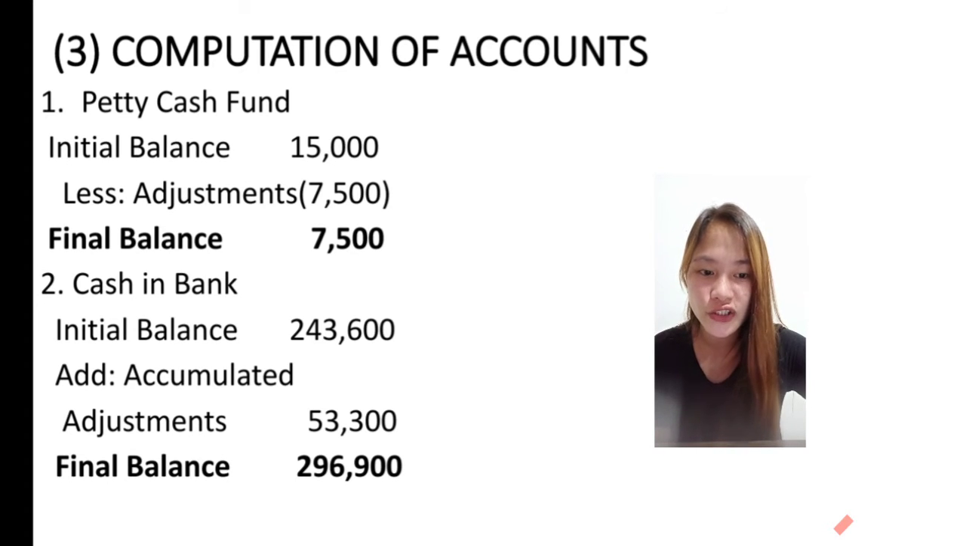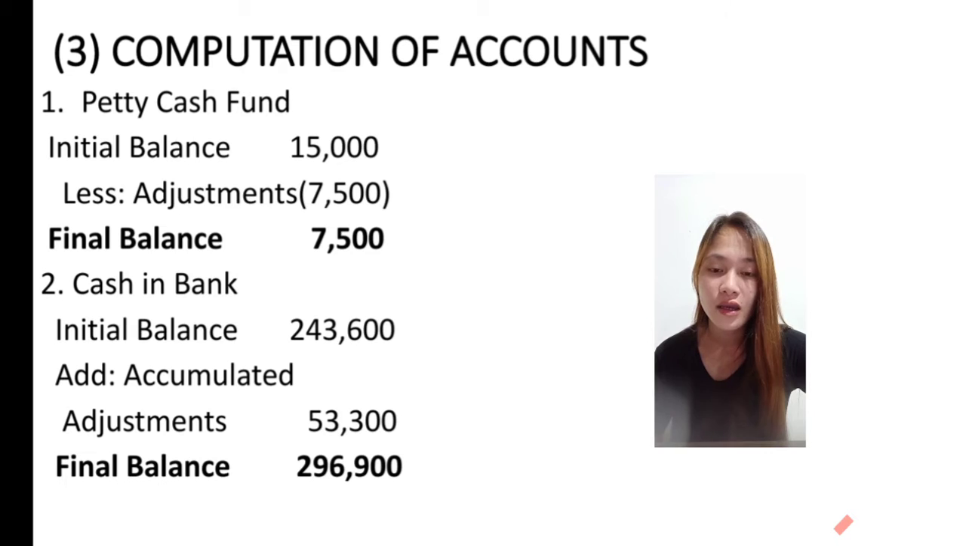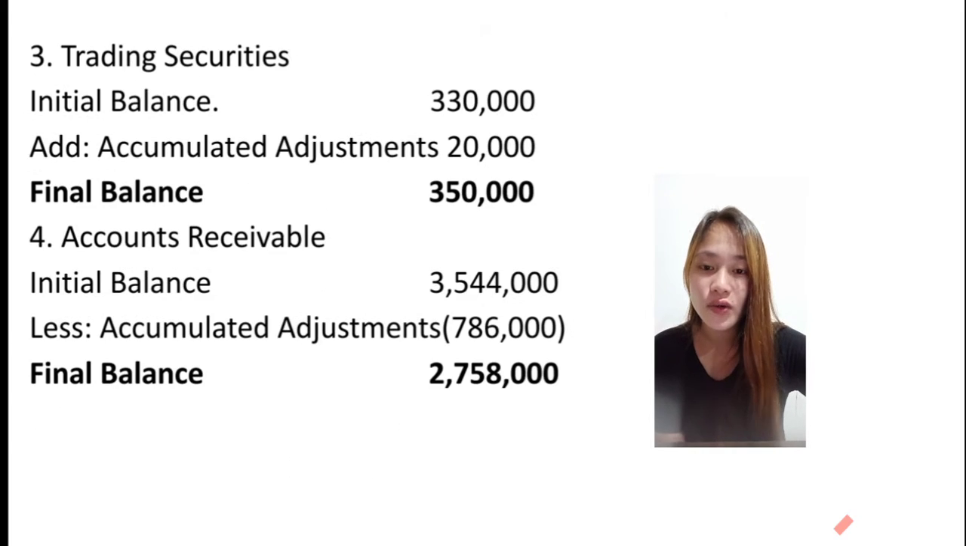Number 2 is the cash in bank. So we have an initial balance of 243,000 pesos and 600, added by the accumulated adjustment 53,300. So the final balance is 296,900.